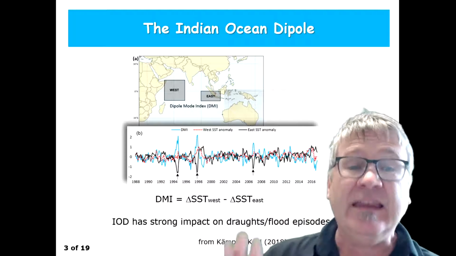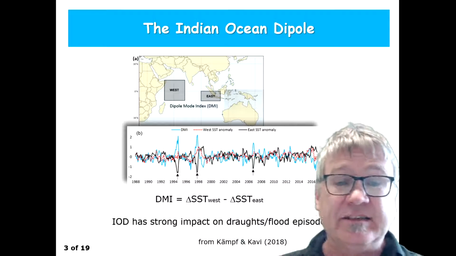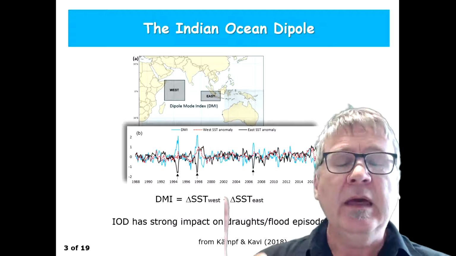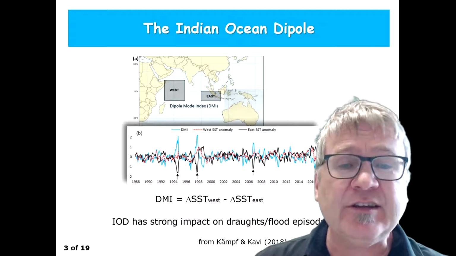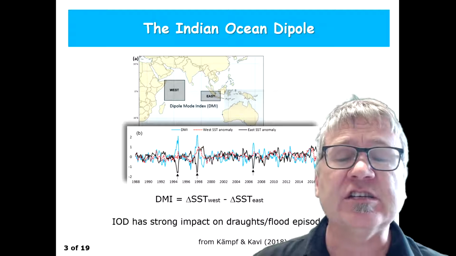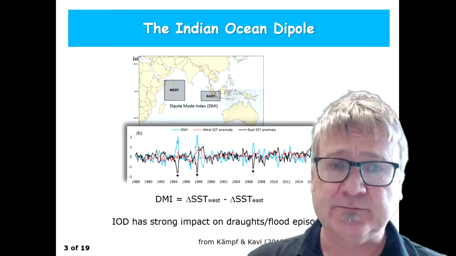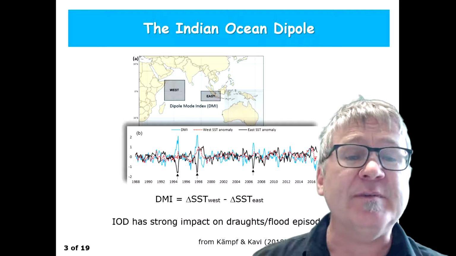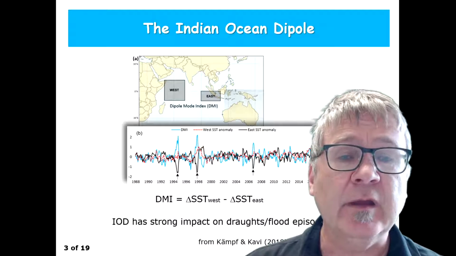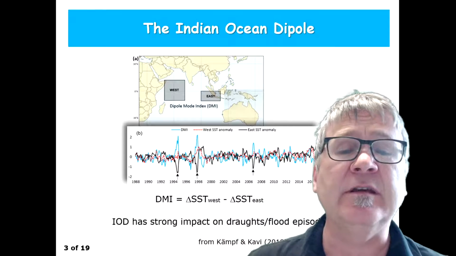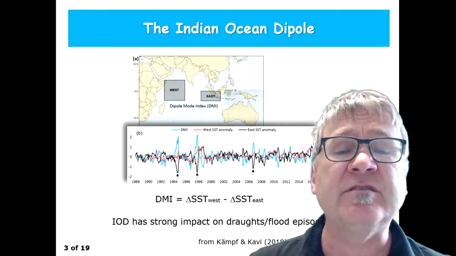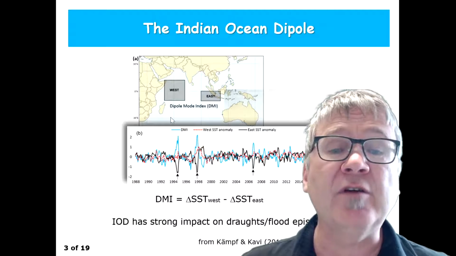So here we go, the Indian Ocean Dipole. So what is it? It's about year-to-year variations of sea surface temperatures in specific regions. And the key part of the Indian Ocean Dipole is the sea surface temperature in this box here, in this map.